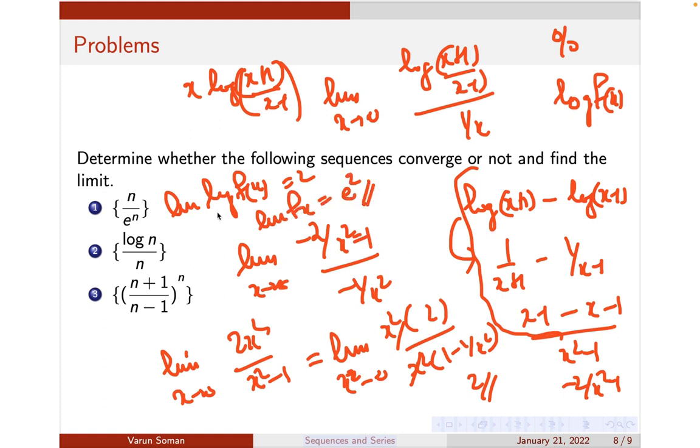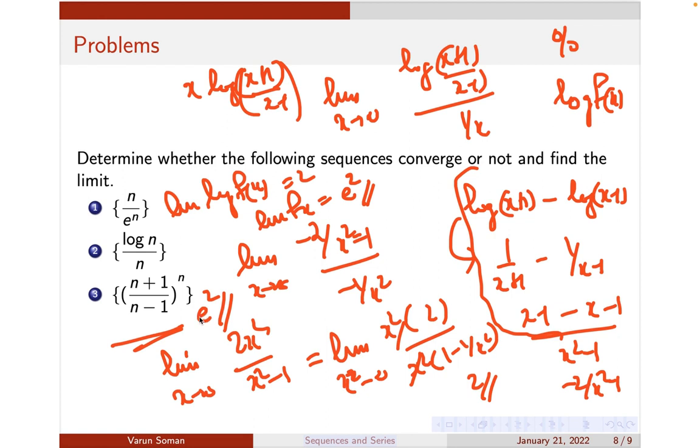In order to eliminate this log, you have to take e on both sides. So it will simply be e square. So the limit of f of x is e square, or in other words, the limit of this quantity is actually e square. I hope that is clear. Please try to do this problem by yourself. You are using all the techniques of limits here.